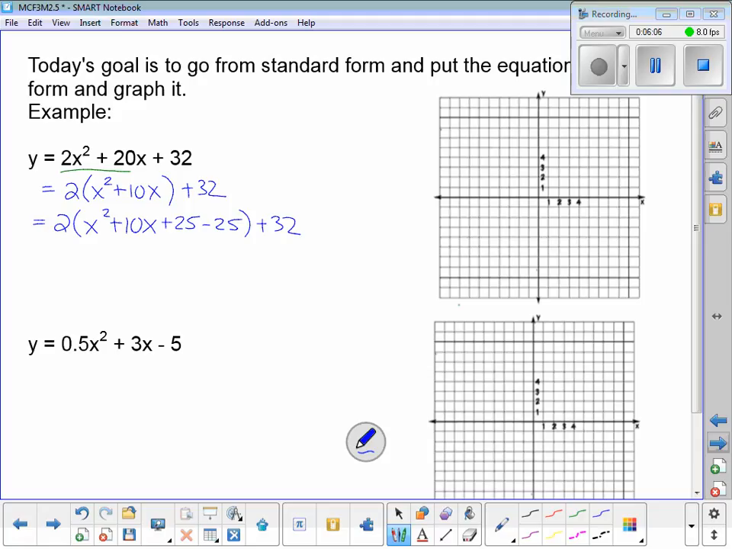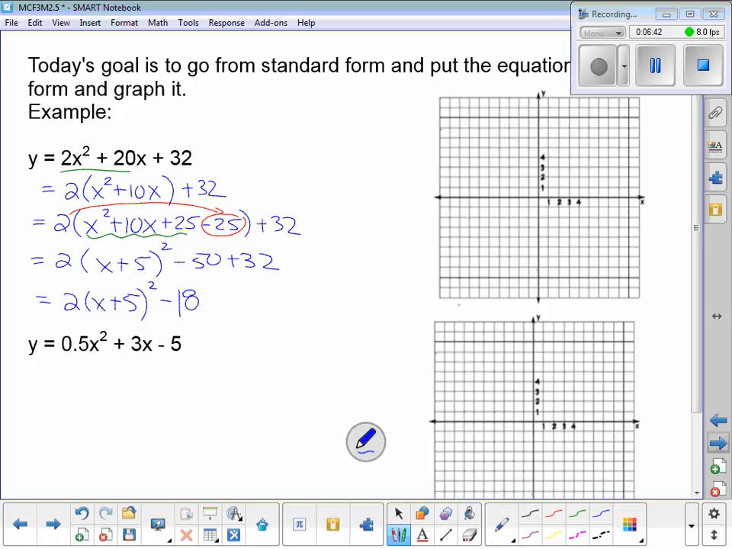Plus 32. Those first three terms will always make a perfect square. So that means we'll have 2 bracket x plus 5 squared. Now you have to remember that that 2 multiplies the term we did not use, because it's not part of the perfect square. So we end up with negative 50 plus 32. Final answer is 2(x plus 5) squared, negative 50 plus 32 is negative 18.